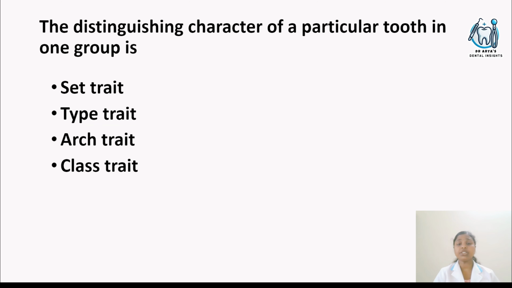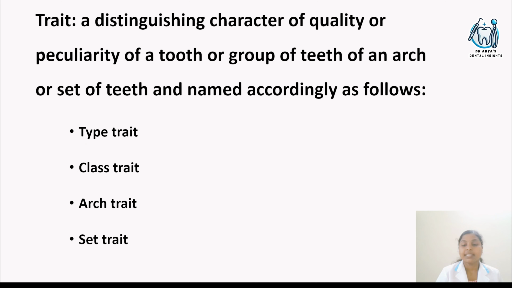The distinguishing character of a particular tooth in one group is a set trait, type trait, arch trait, or class trait? So what is a trait? It is a distinguishing character, quality or peculiarity of a tooth or group of teeth of an arch or set of teeth, and it is named accordingly.